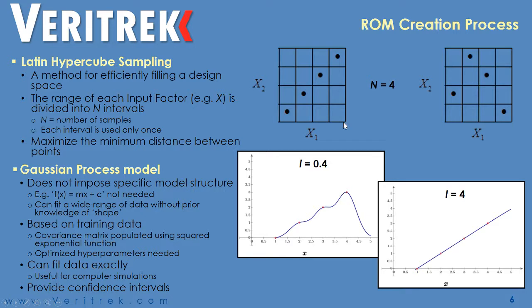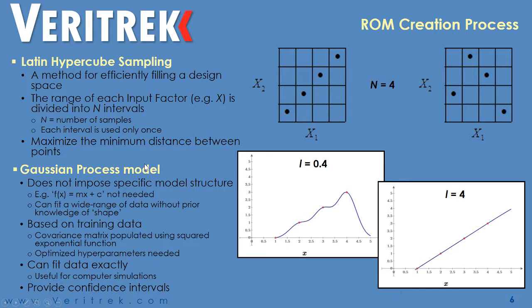So we take it one step further and optimize the Latin hypercube such that we maximize the minimum distance between points. What this does is it helps spread out the 4 points in this case such that we can better fill our design space. And that's what we see on the right-hand side. Again, each of these data points doesn't share a row or a column with another, but it more efficiently fills the entire data space.